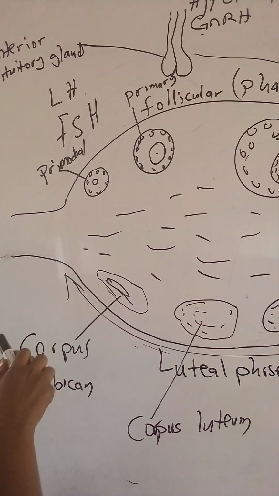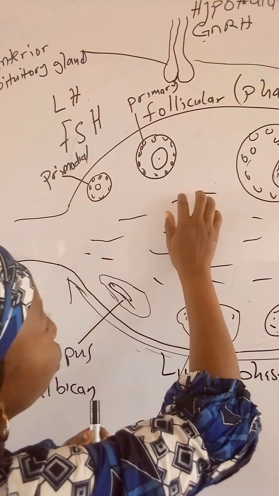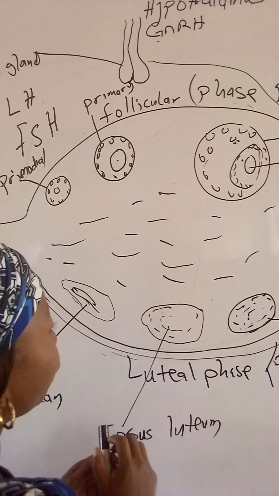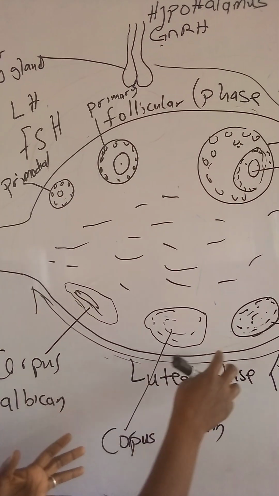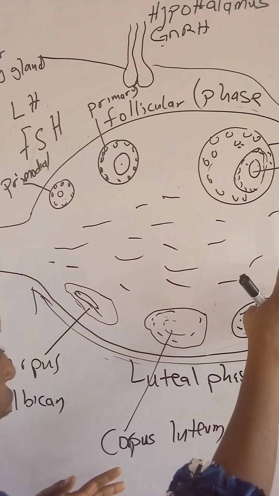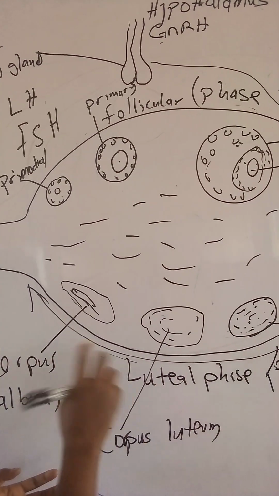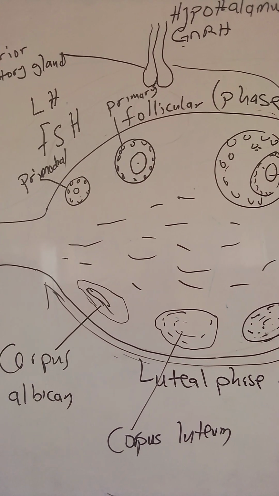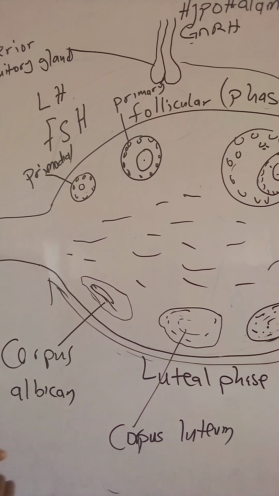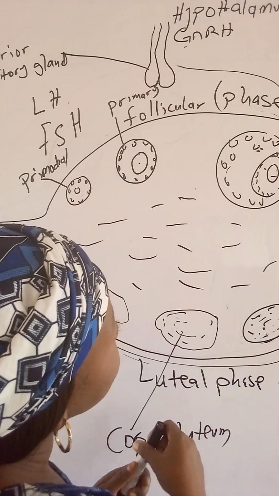In the follicular phase, it's only related to the formation of the follicles, the growth and the maturity of the follicle, while the luteal phase is related to the formation of the corpus luteum, the corpus hemorrhagicum, and the corpus albicans. That is after ovulation. There are two important things I want us to look at in the follicular phase.